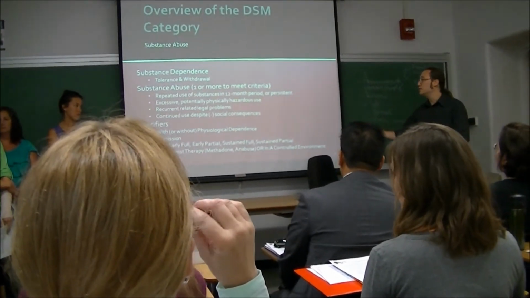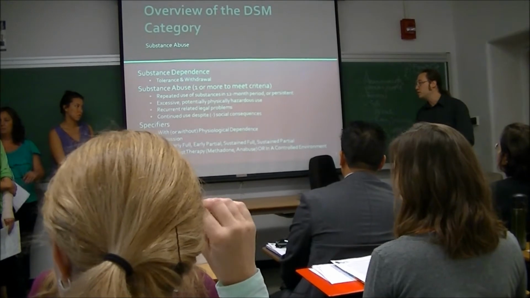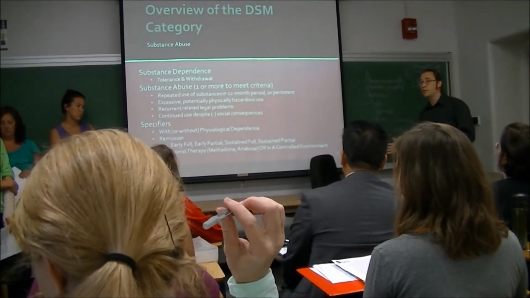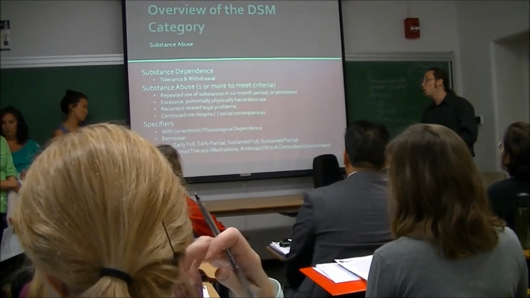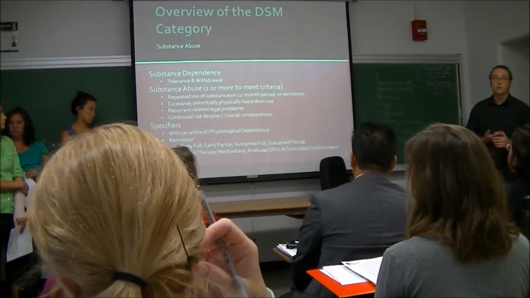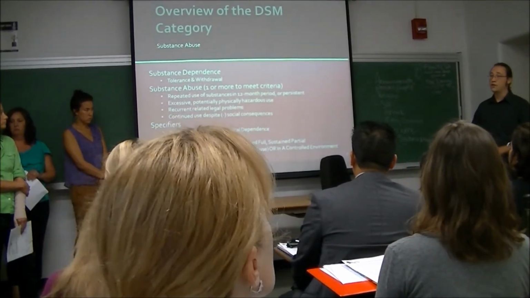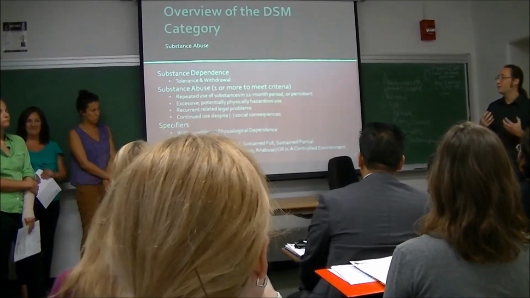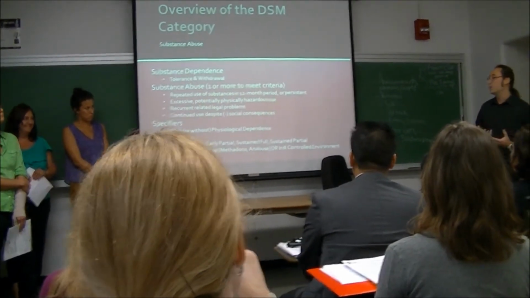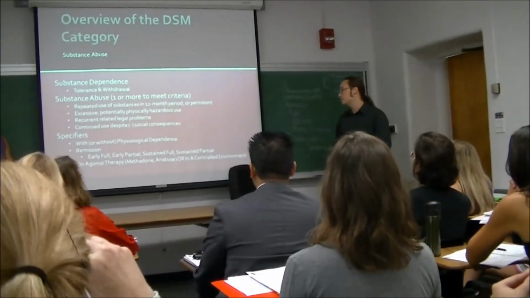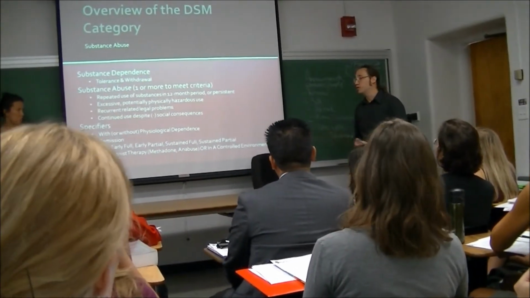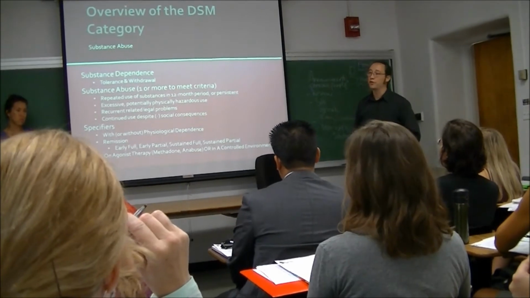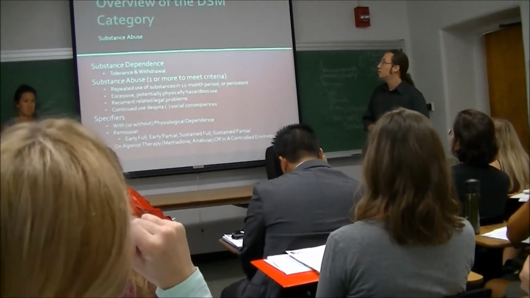Specifiers after diagnosing dependence or abuse can be with or without physiological dependence, various stages of remission depending upon how long it has been since they used, or agonist therapy, which is Antabuse, methadone, Suboxone, anything that is less bad, or medication related to stopping or tapering off the substance use. Or it can be in a controlled environment such as jail or a treatment program where they don't have access to substances.